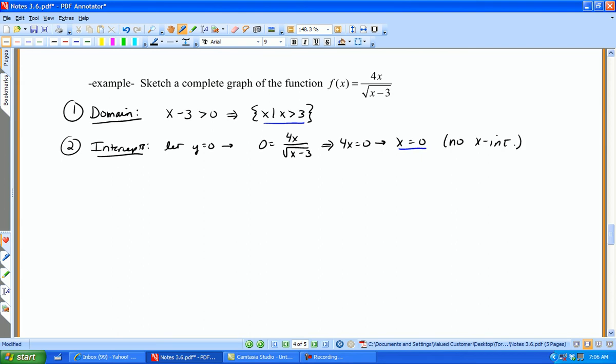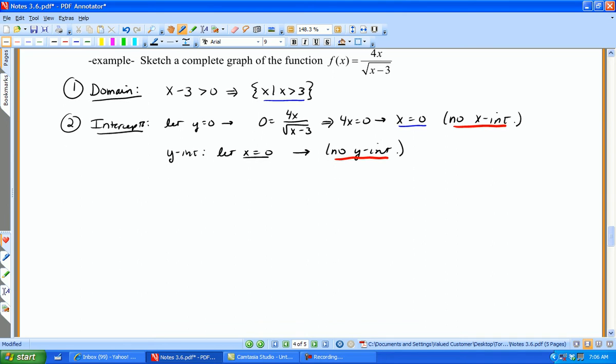For the y-intercept, you're going to let x equal 0. But again, x cannot equal 0. It's not in our domain, so there is no y-intercept. So this is a problem that has no x-intercept and no y-intercept. It does not cross either axis.